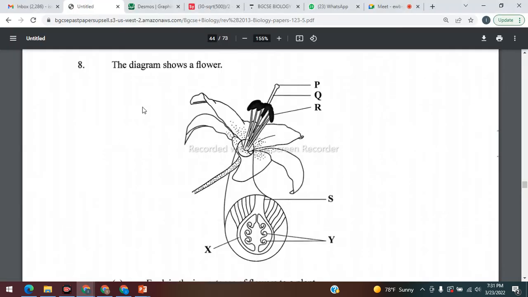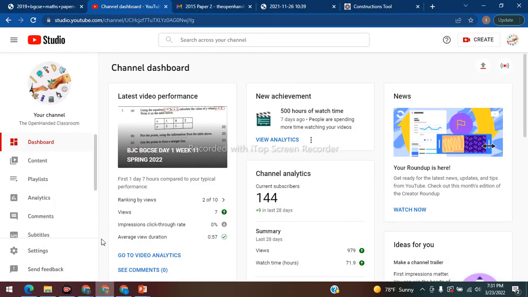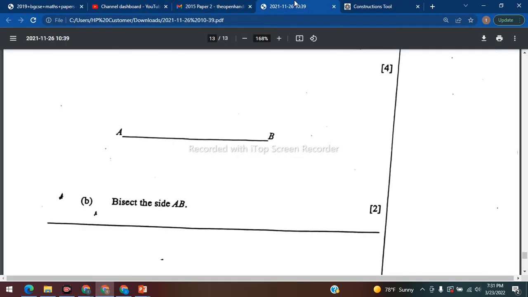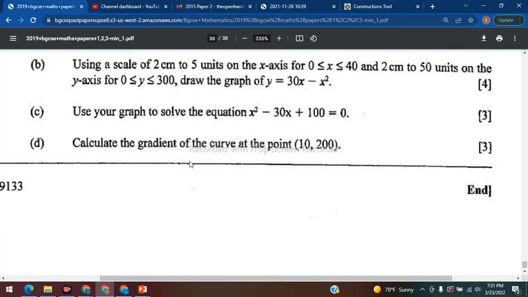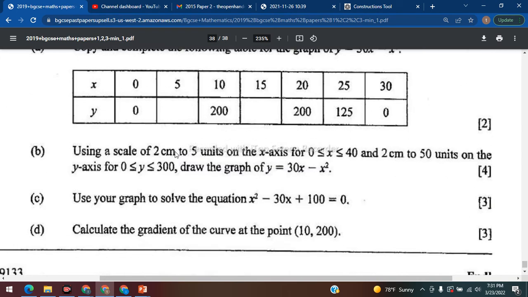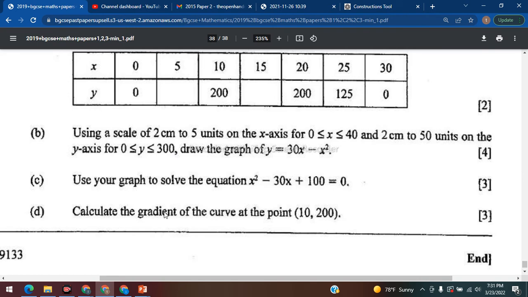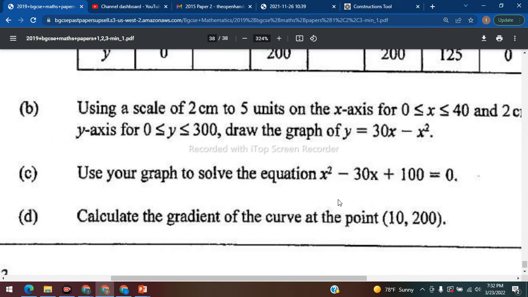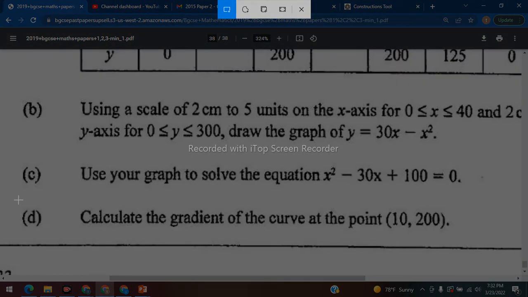Okay, so we need to find the gradient. We need to find the gradient at a specific point. Another part to this question, to the same construct. Calculate the gradient of the curve at the point (10, 200), right? And gradient is slope. So calculate the gradient of the curve.